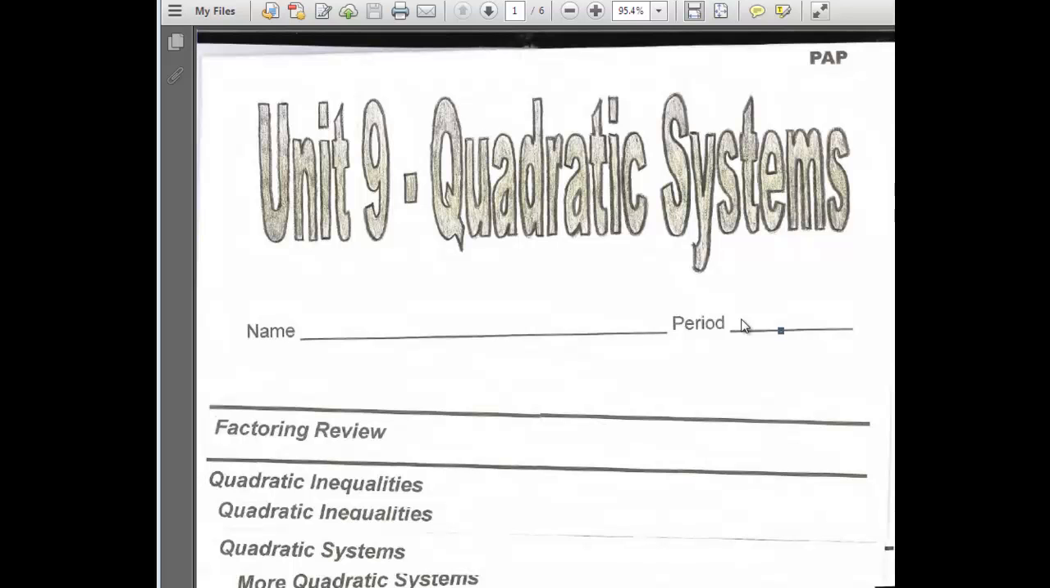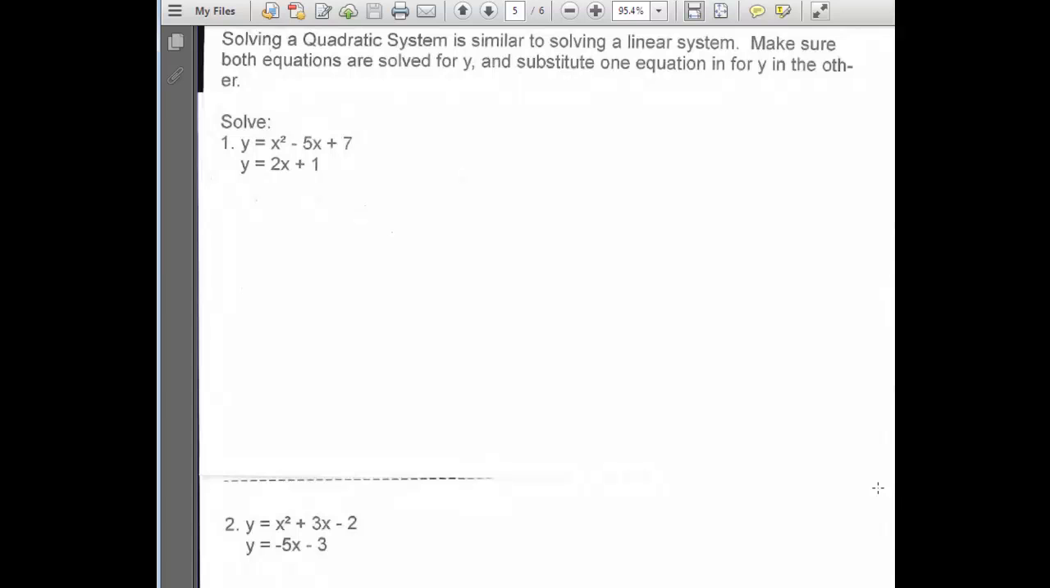We continue quadratic systems with solving a quadratic system. To solve a quadratic system is very similar to solving a linear system. We make sure both equations are solved for y, and then we substitute one equation in for y in the other. Let's look at example 1.